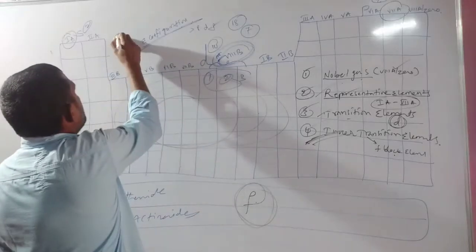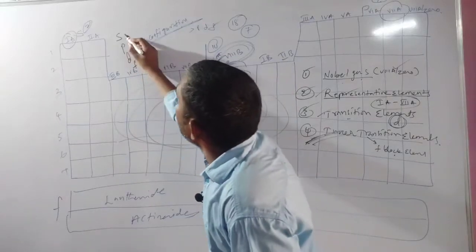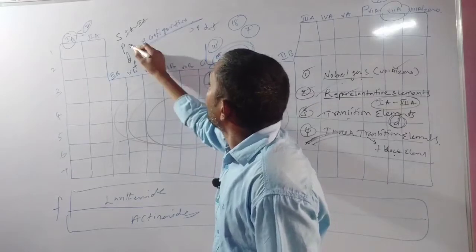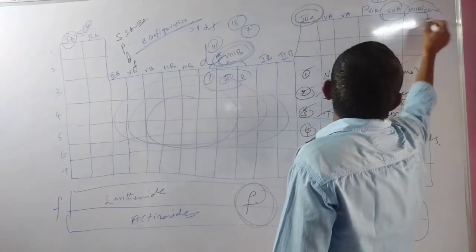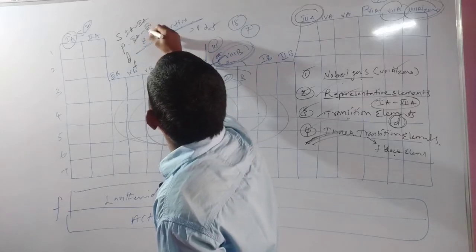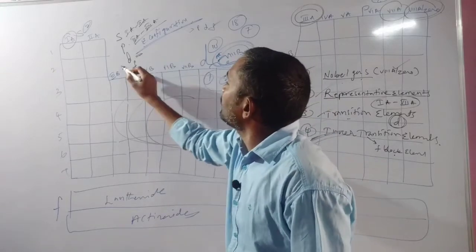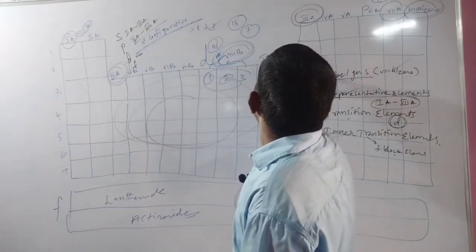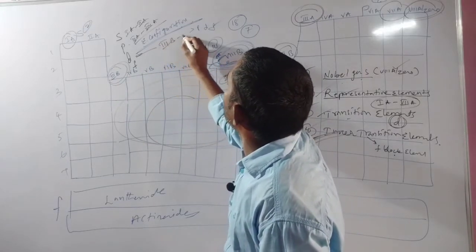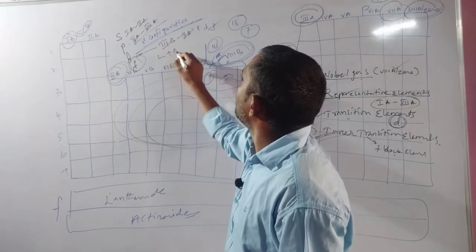Again, one more classification we already discussed: SPDF. S block means first A and second A. P block means third A to 8th A. Next, D block elements: third B to second B. F block elements: lanthanoids plus actinoids.